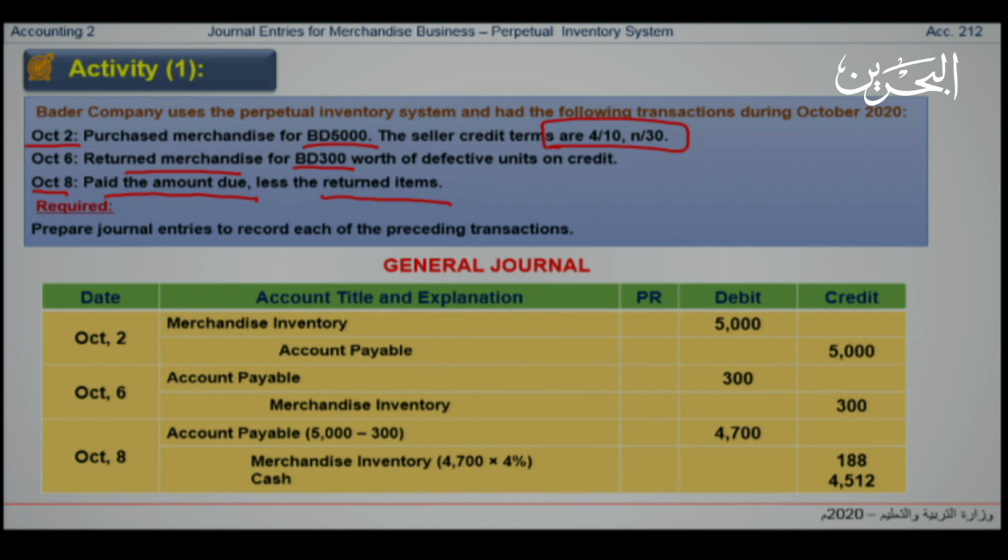For the first transaction on October 2nd, I purchased merchandise, so the merchandise for me will increase by the amount that I purchased, 5,000. Did I pay for this purchase? No, I didn't pay for it because the term mentioned that the purchase was on credit. So the liability of my company will increase. The accounts payable will also increase by 5,000 on the credit side.